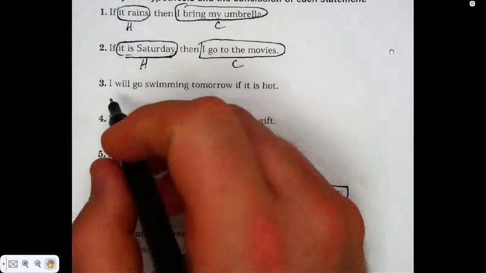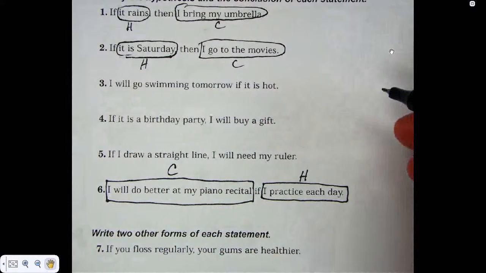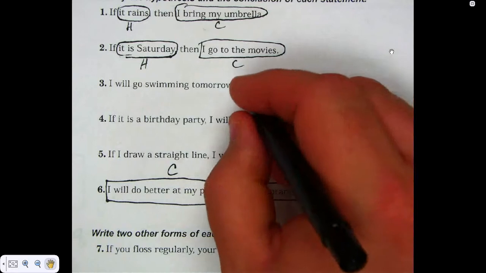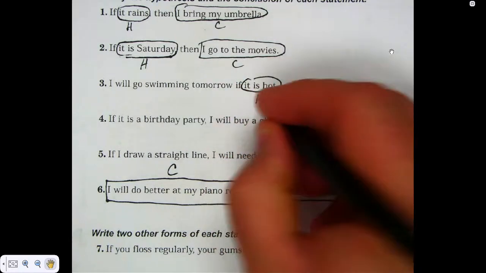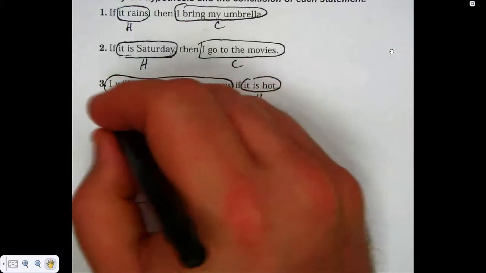Everybody look at number 3. I will go swimming tomorrow if it is hot. They didn't write this in perfect order, did they? What's the condition? For you to go swimming, what has to happen? So which one's the hypothesis? Absolutely. What happens as a result? I will go swimming.